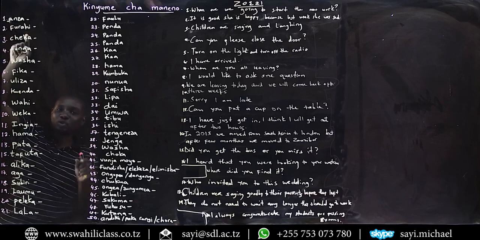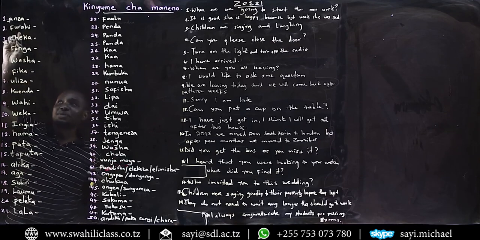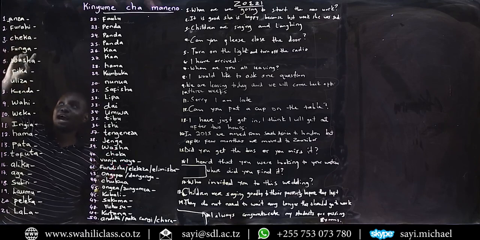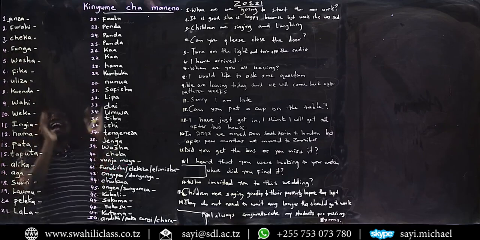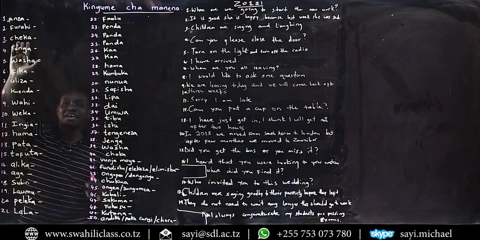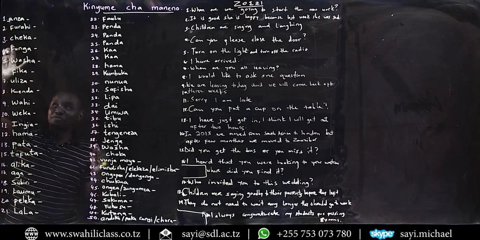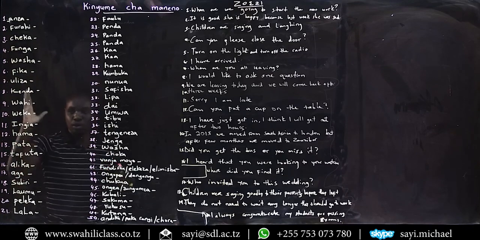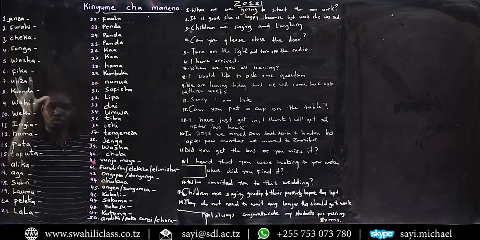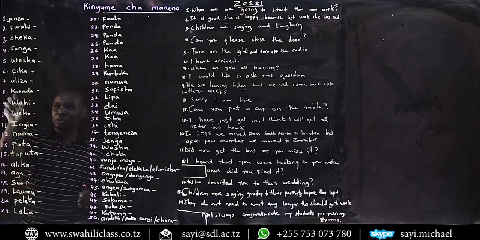Kufurahi is to, what is furahi? Furahi is be happy. So kufurahi will be to be happy. Cheka is to laugh. To laugh will be kucheka. So I hide that infinitive ku before all these verbs. So be with me, try to understand it. I put this ku here.